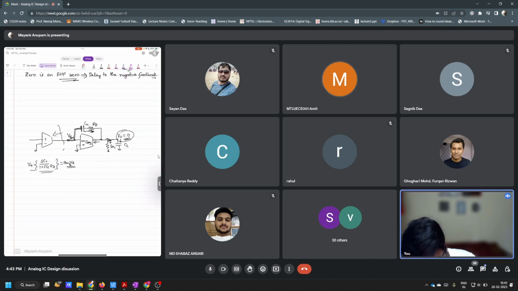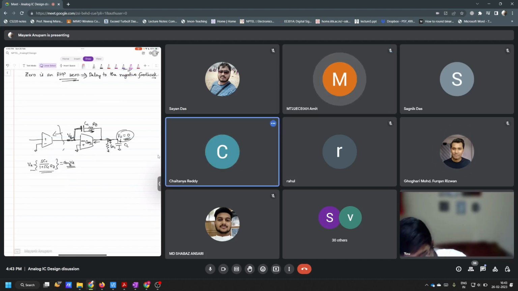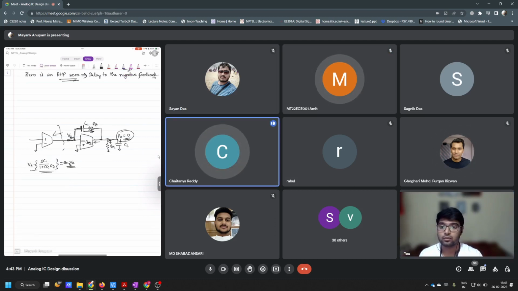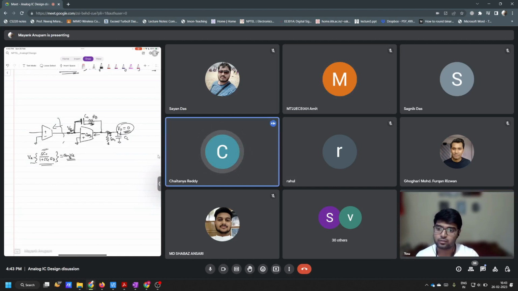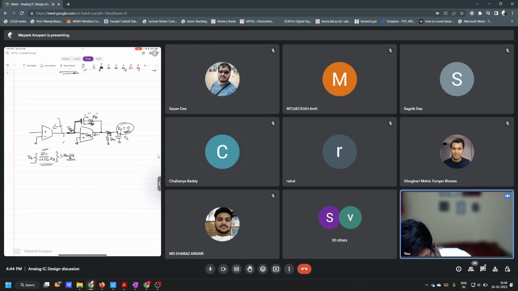Yes, sir. Fine. Here, the conductance is SCC divided by 1 plus SCC RZ. It is the admittance, the net admittance, right? This is admittance, not impedance. You see, CC and RZ are in series. Got it, sir.